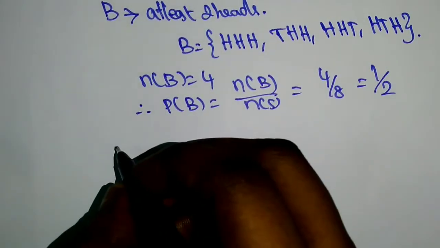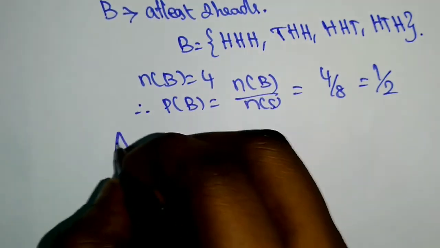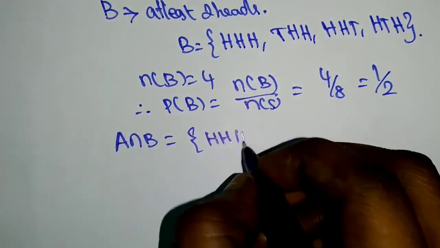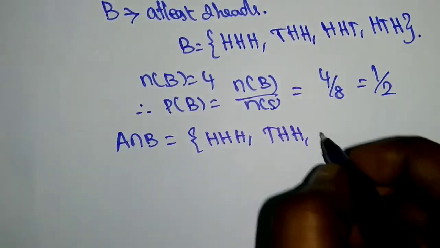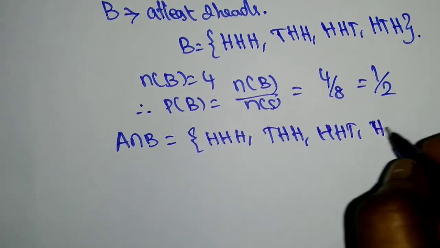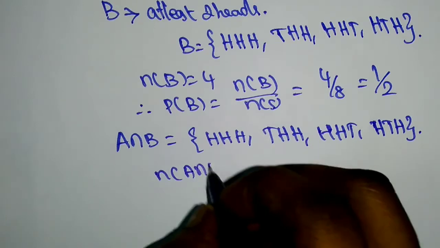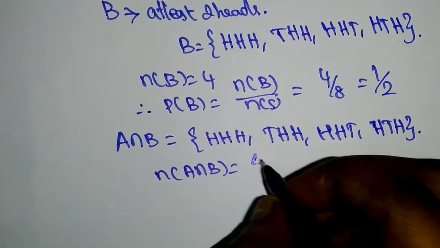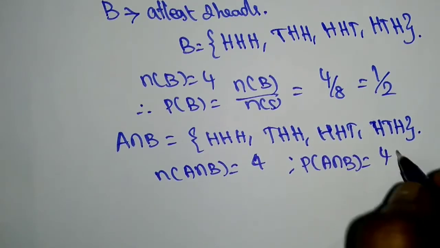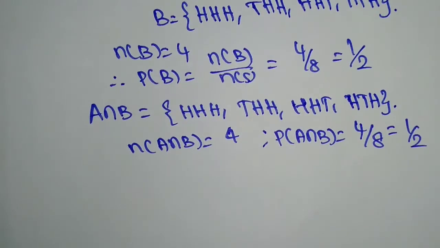Okay, now we have to find A intersection B. So A intersection B is HHH, THH, HHT and HTH. So N of A intersection B is equal to 4. So P of A intersection B is equal to 4 by 8. So 1 by 2. Okay.